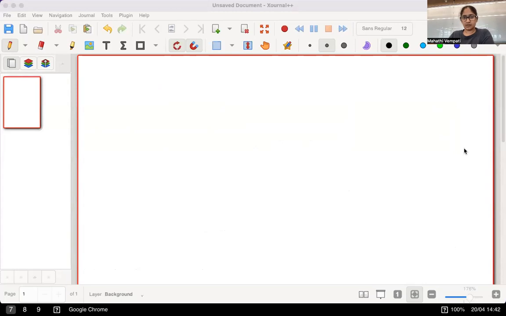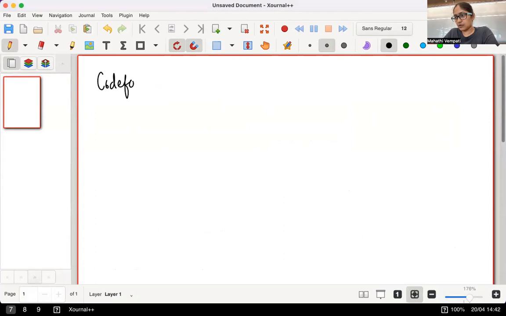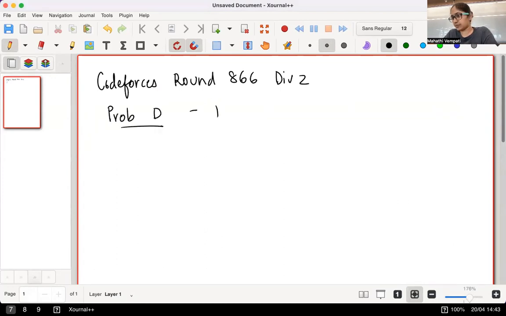Okay. So the first problem is Codeforces around 866 Div 2, problem D, and it's called The Butcher.